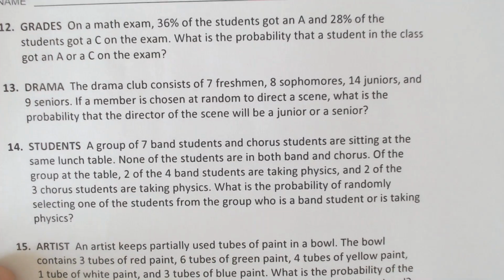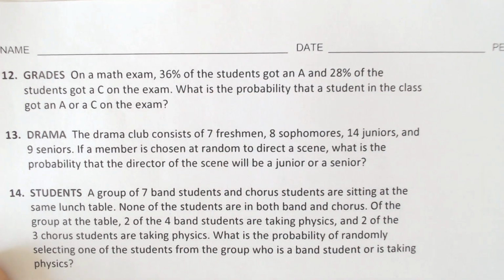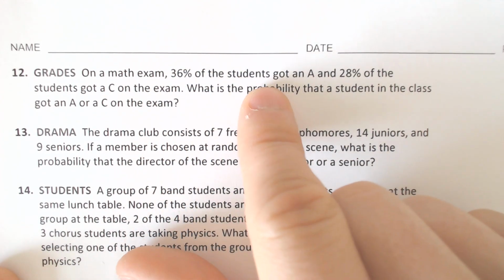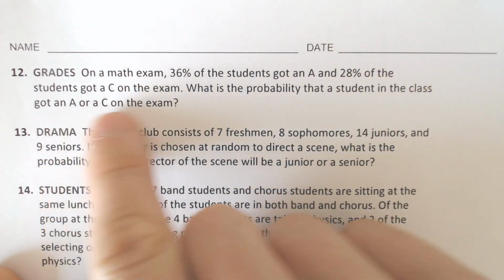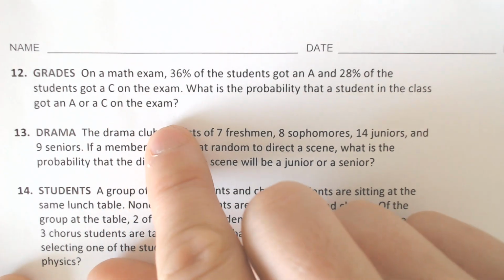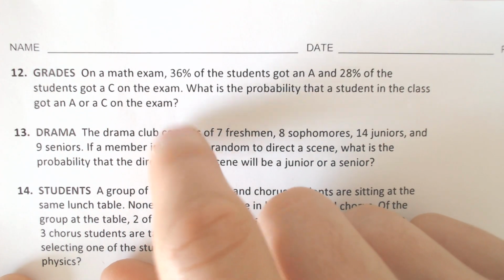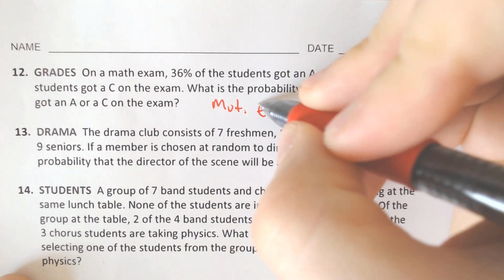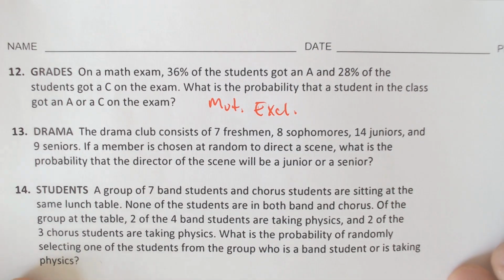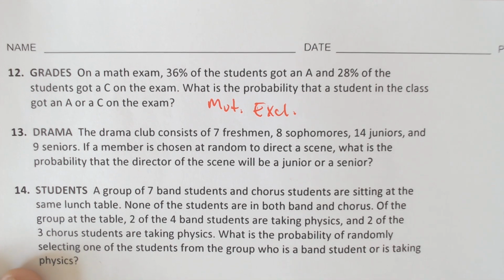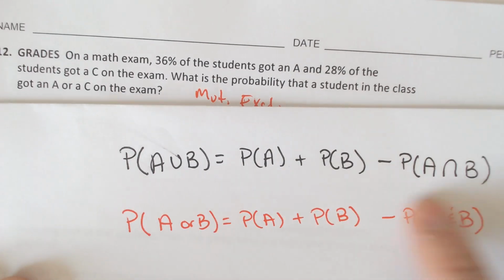All right, I got one more because I feel like we need one more. I'm going to pick a random one from the last page. I like 12. It's using percentages, so that's kind of nice. On a math exam, 36% got an A. 28% got a C. What is the probability that a student in the class got an A or a C? This one is way too easy because it's actually mutually exclusive. Can you have an A and a C on the exam at the exact same time? No.